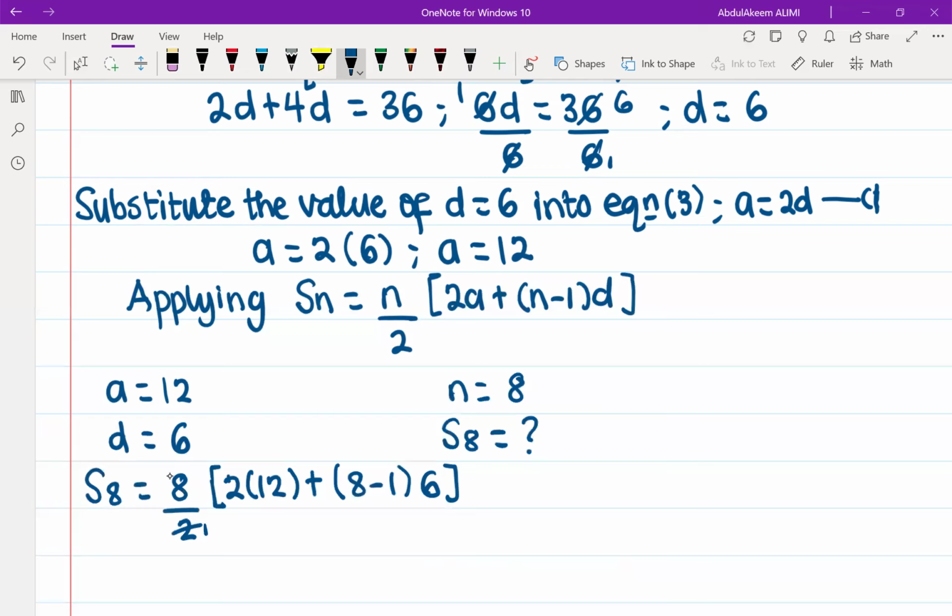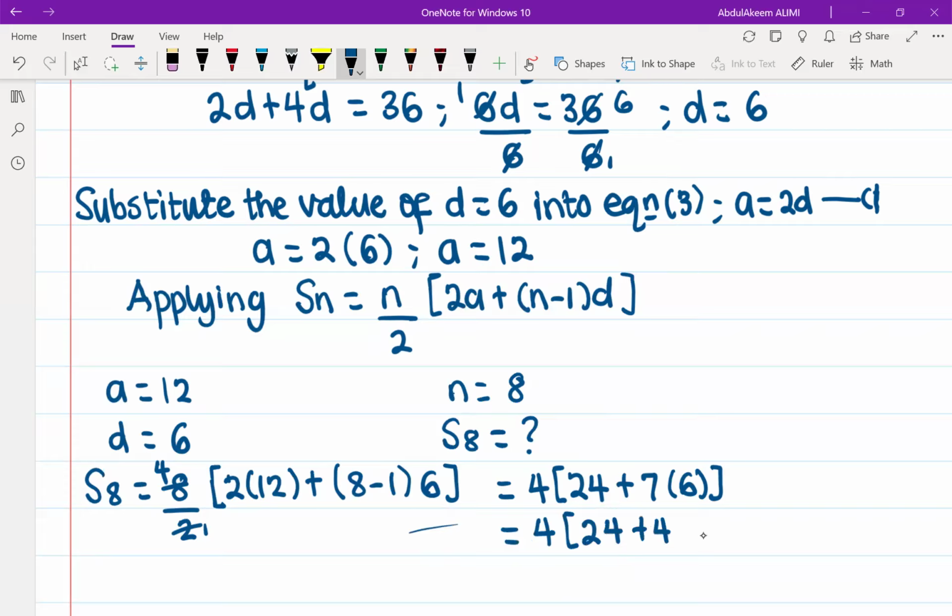2 here 1, 2 here 4. So I have this to become 4, open bracket 24 plus 7 times 6. So when I have this now, this will become 4, open bracket 24 plus 42. I have this to become 4, open bracket 66. So therefore, the sum of the first 8 terms will become 4 times 66. Therefore, that should be 264.